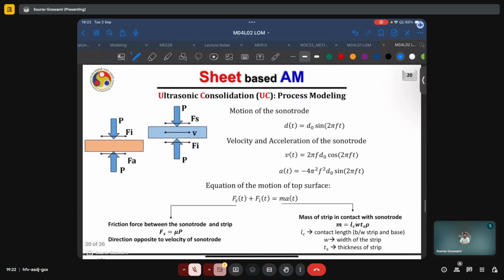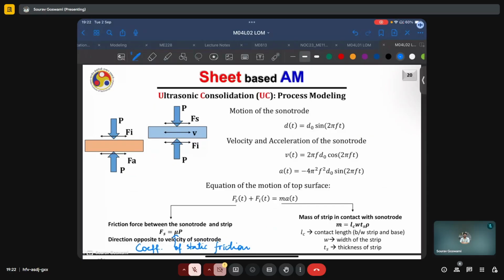The equation of motion of the top surface can be written as Fs plus Fi equals m a, where Fs is the friction force between the sonotrode and the strip, equal to mu times P. Mu is the coefficient of static friction. The reason it is static is because A, static friction will typically be higher, and so it can provide a limiting value, and B, no relative motion is desirable between the sonotrode and the sheet being deposited in the present layer, and so the friction would be static in nature. Its direction is opposite to the velocity of the sonotrode.